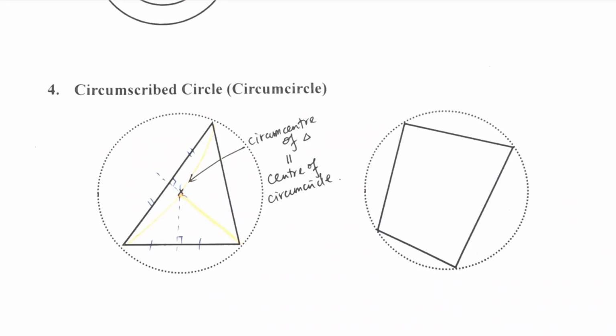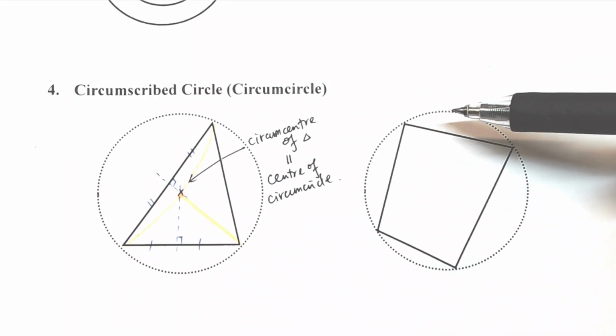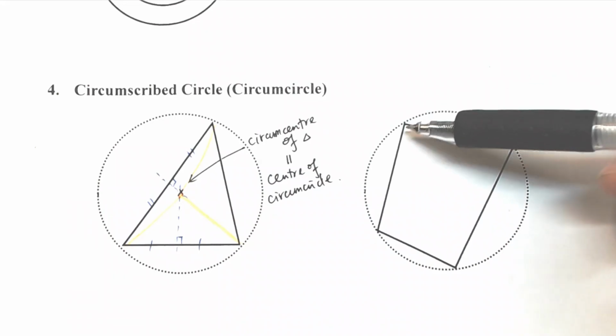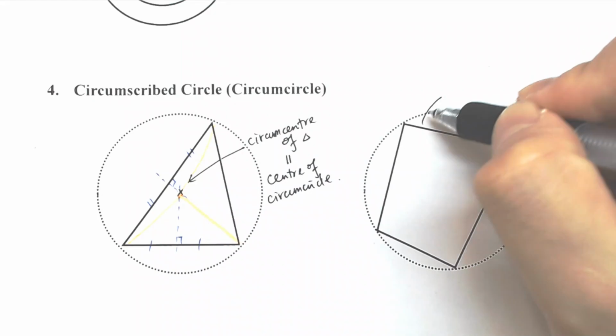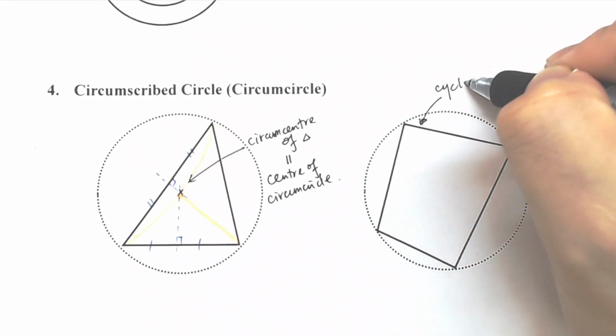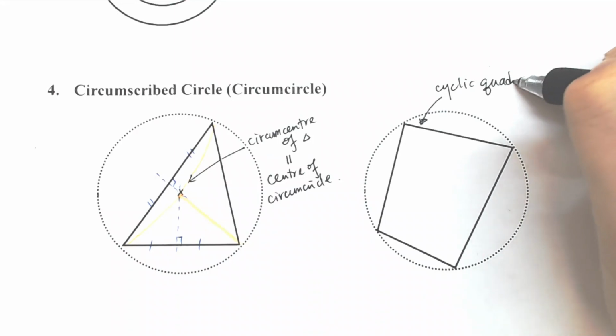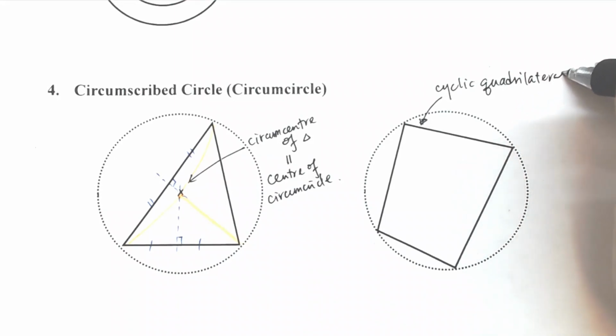So for quadrilateral or pentagon, not all of the polygon exists a circle which passes through all vertices. Okay? And in particular, for a quadrilateral like that, that a circle can pass through all vertices of that quadrilateral, we have a special name for this kind of quadrilateral. We call it the cyclic quadrilateral. Okay?